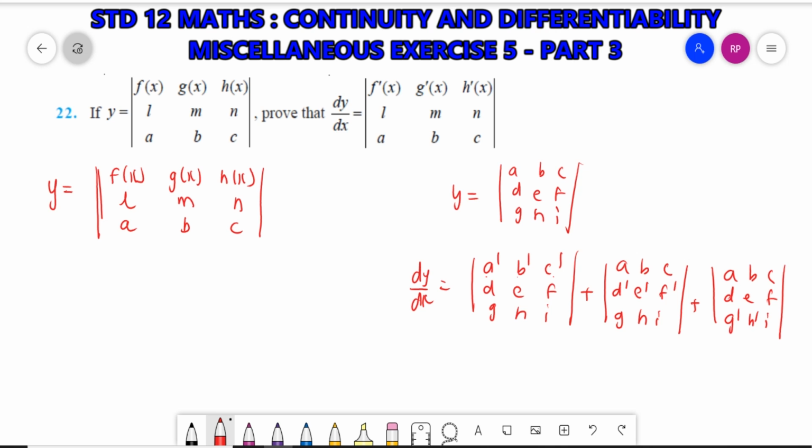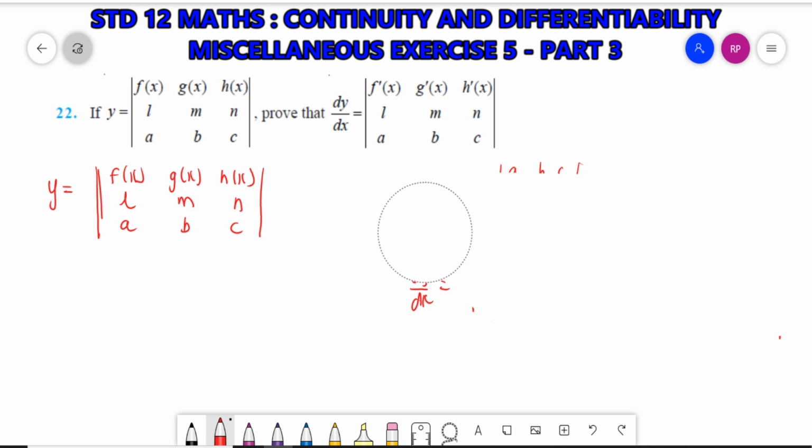Clear? You can also take columns, means differentiating the first column plus differentiating the second column plus differentiating the third column. But you cannot mix them: if you select columns, then you need to differentiate columns every time. If you select a row, then you need to differentiate rows. Okay, so we will use this method. So now dy by dx.